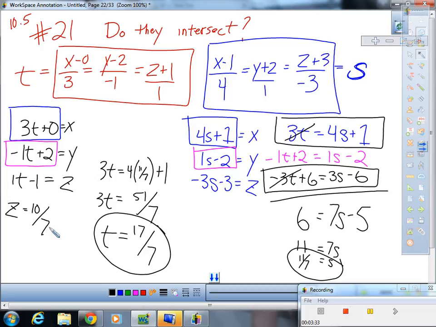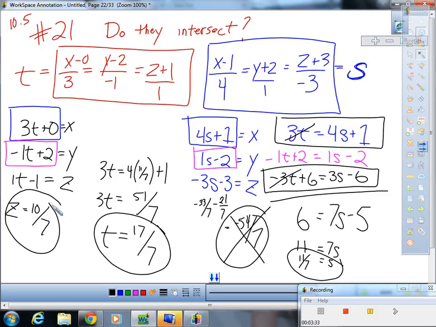So plug in 11 sevenths for our s. You get negative 33 sevenths. I better write this out. Minus 21 sevenths, which is negative 54 sevenths, and that is not the same as this, and now we know that they do not intersect.